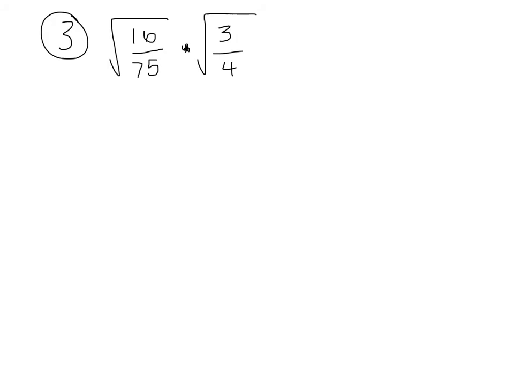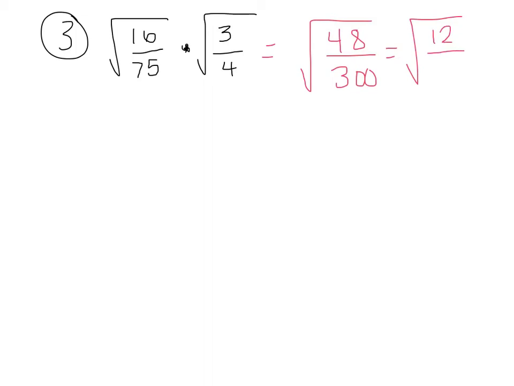Next one, the square root of 16 over 75 times the square root of 3 over 4. So we're timesing, so we're going to times first. So you get the square root of 16 times 3, which is 48, and 75 times 4, which is 300. And then you look to simplify that if possible, and you figure out what goes into 48 and 300. Well, 4 goes into both. So let's divide top and bottom by 4, so you get 12 over 75.